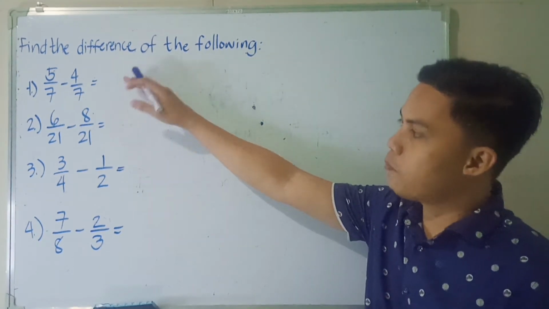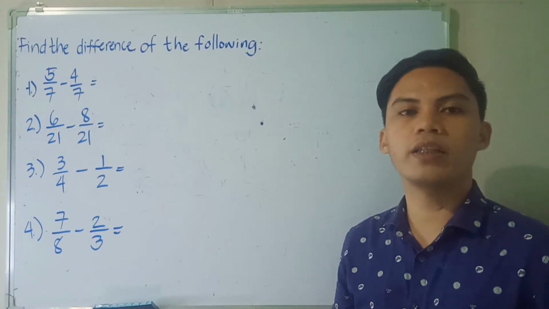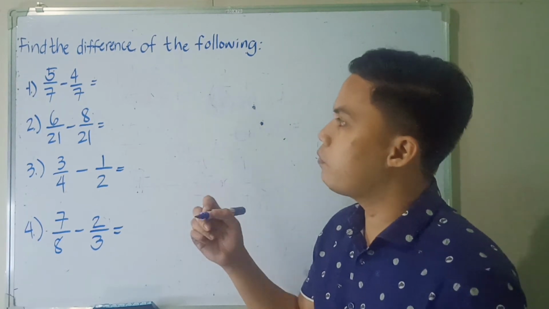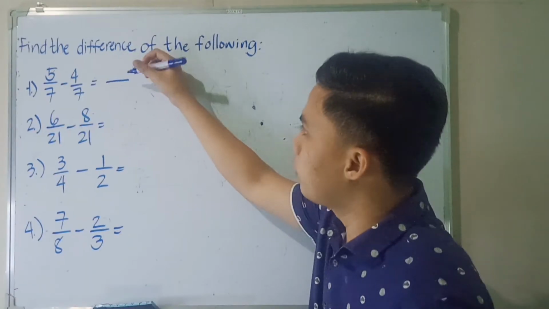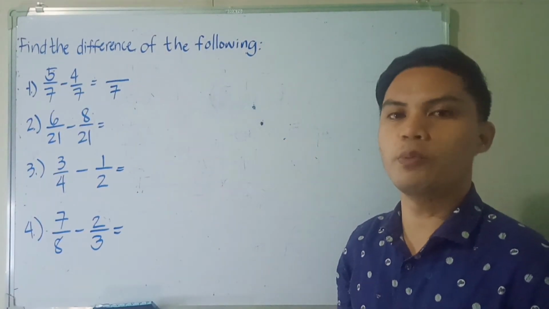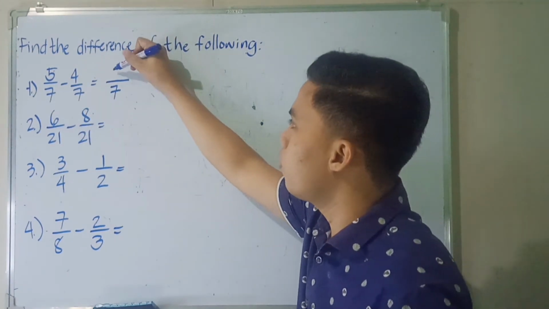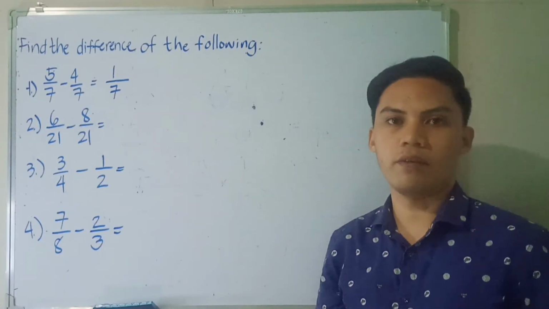So, the first two, we have similar fractions, right? Now, the subtraction of similar fractions is the same as earlier. So, we have 5 over 7 minus 4 over 7. Again, we need to copy the common denominator, then subtract the numerators. So, we have 5 minus 4, that is equal to 1. So, the final answer is 1 over 7.